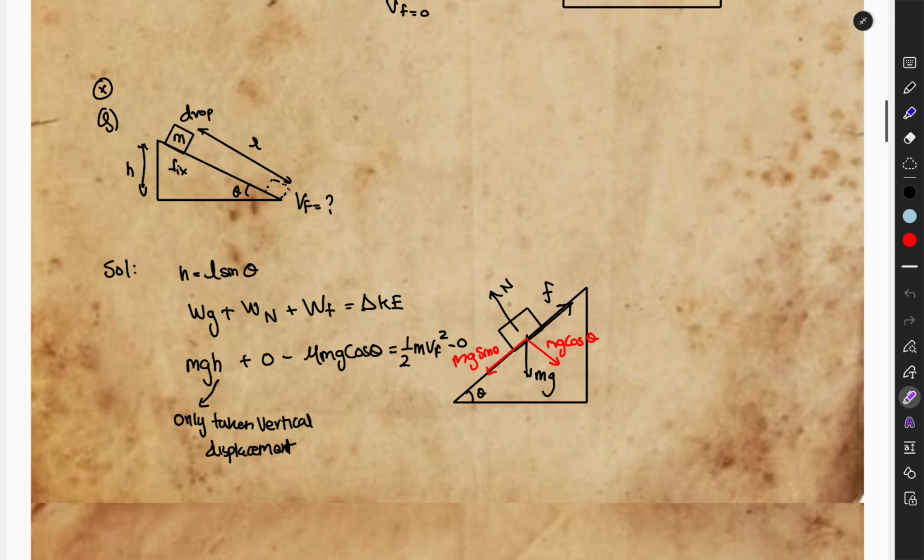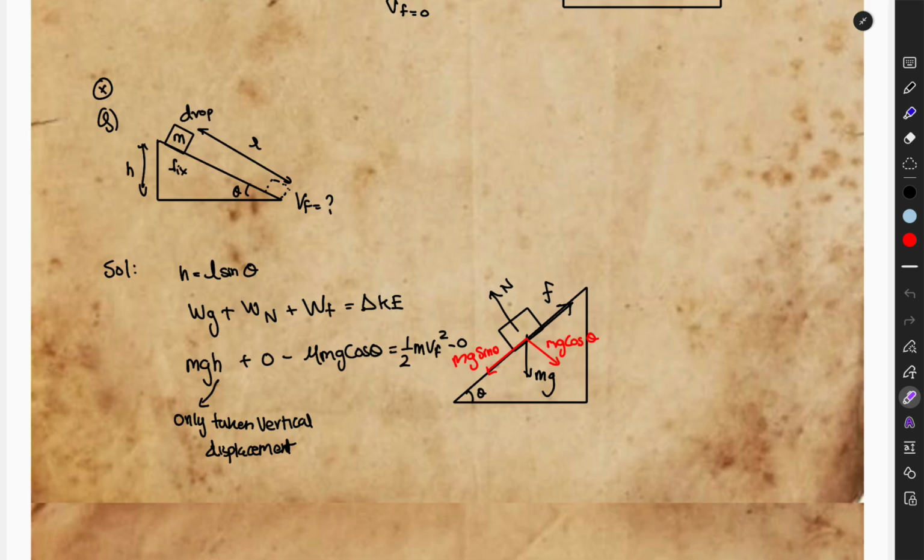Next thing is inclined plane based questions. So basically there is an inclined plane and the mass m is placed on the top of the inclined plane and it is let to drop. So it is dropping, and you can see a distance L has been dropped, and this height is given, which is h, and this angle is given, which is theta. So we are asked to find the final velocity.